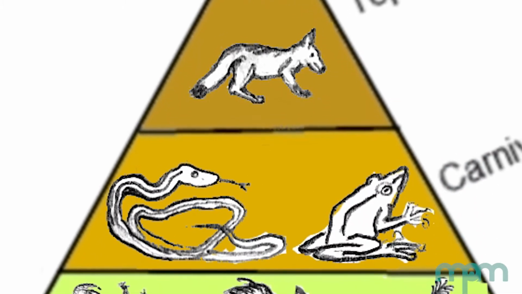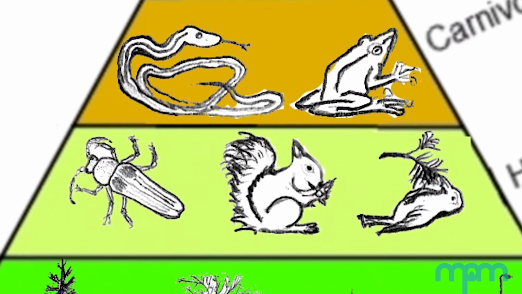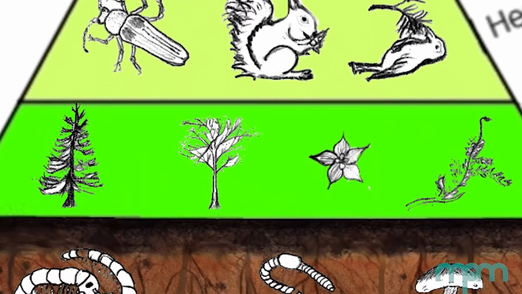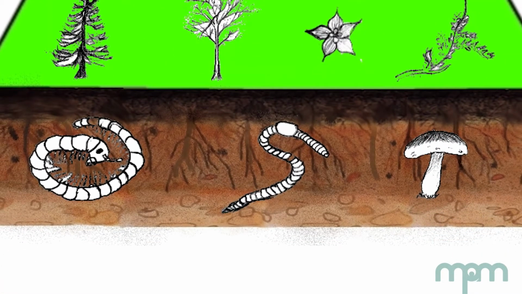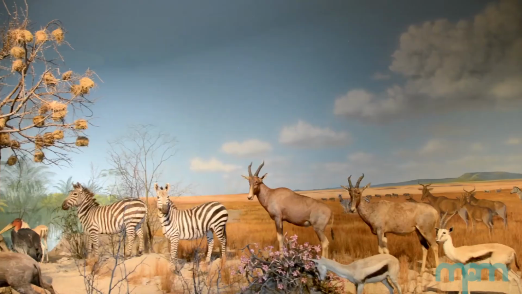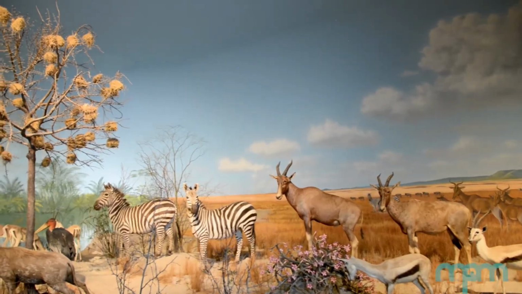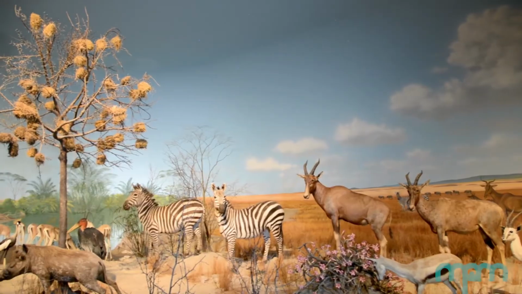Decomposers, like fungi and bacteria, complete the cycle of life by returning nutrients to the soil for use by producers. Let's look at an example from an African grasslands food web. Producers, such as grasses, occupy the lowest trophic level.